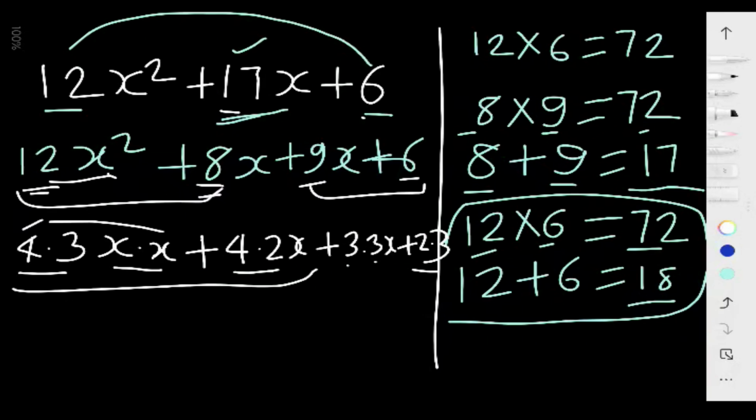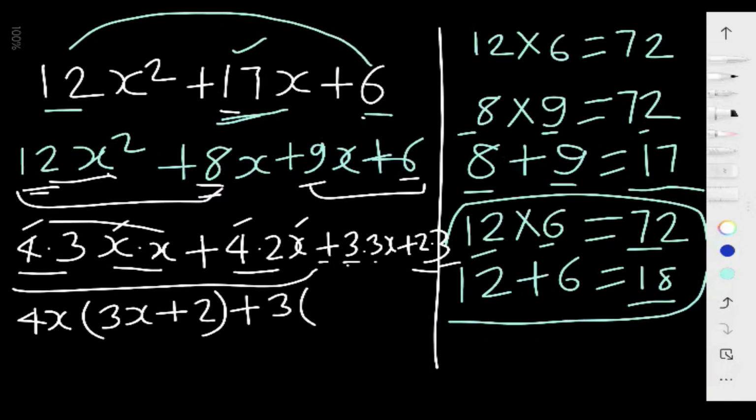There is the common 4 and 4, okay, and x and x. So 4x into what is remaining, 3x plus 2. 4x will be common, so here will be 3x plus 2, then here is the plus. Now we can write, here is the common 3 and 3 only, so 3 will be common, so we can write 3x plus 2.